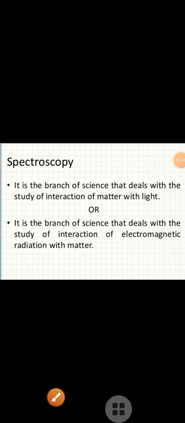Hello students, today we discuss UV spectroscopy. In the previous class I explained spectroscopic techniques. So what is spectroscopy? Spectroscopy is the study of interaction of matter and electromagnetic radiation. It is a branch of science that deals with the study of interaction of matter with light. Also, there is an interaction between matter and the electromagnetic radiation.